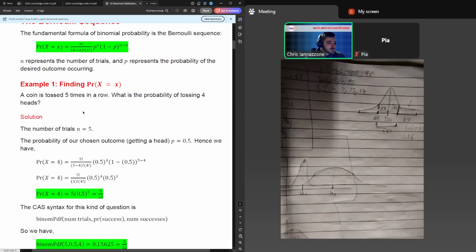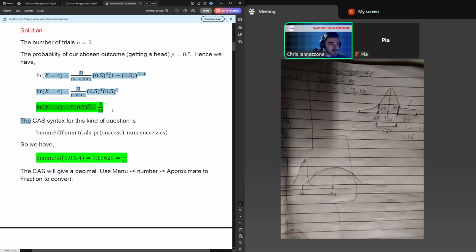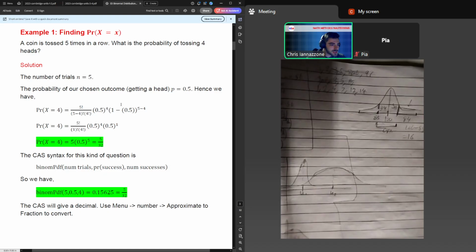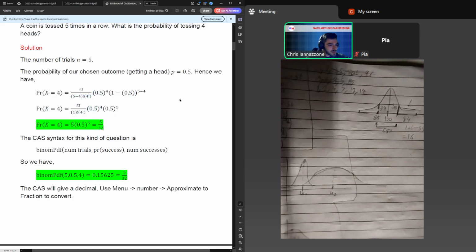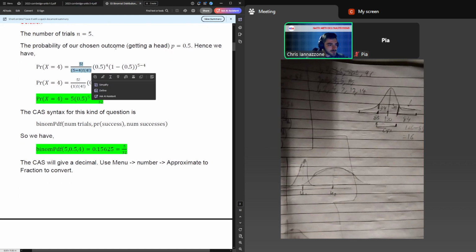We do have a coin toss example. A coin is tossed 5 times in a row. What's the probability of tossing 4 heads? All right, that's one specific number of heads, which is why you have a Pr(X = x) scenario. When you have that kind of scenario, you're just doing one Bernoulli sequence. n is 5, x is 4, p is 0.5. Expand out and simplify. Do you ever have trouble simplifying the factorial division? No, that part's good. Easy.